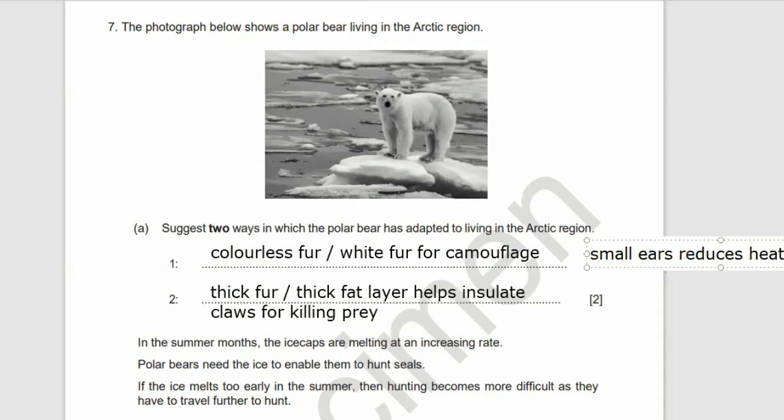Cool. It's actually got black skin. A lot of people don't know that. It has colorless fur and black skin, which absorbs heat. It's better at absorbing heat. Okay. White skin would reflect heat and keep it cool. That's probably not a good thing.